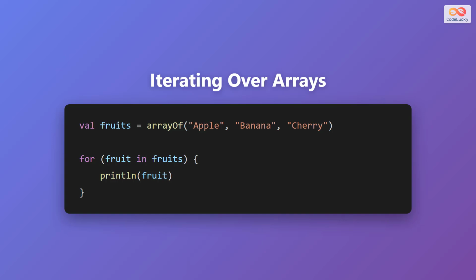Arrays are fixed-size collections that hold multiple values. To iterate over an array, declare it using arrayOf with your elements. Then use a for loop with the array name after the in keyword. The loop variable fruit will hold each element of the array in sequence. Apple, then banana, then cherry. This is the most straightforward way to process every element in an array.